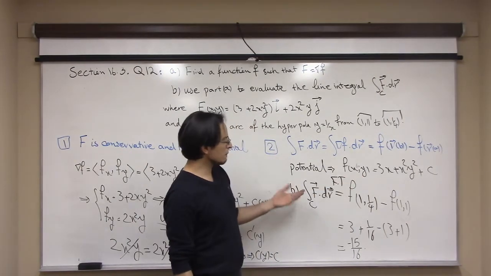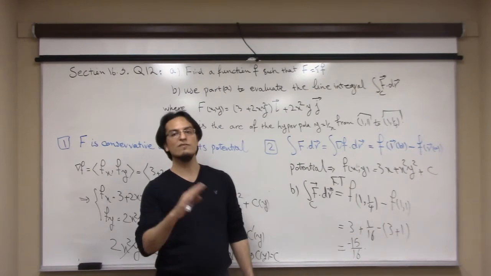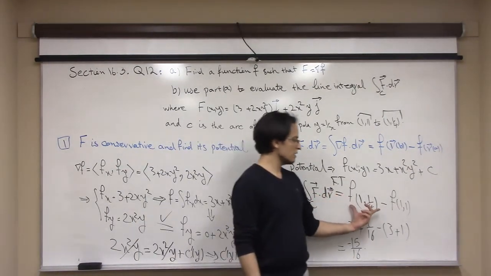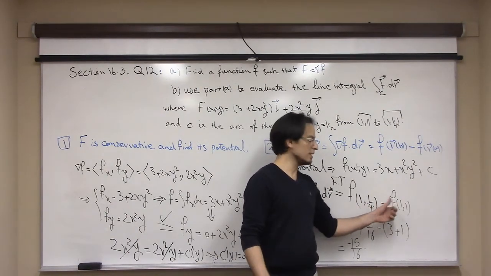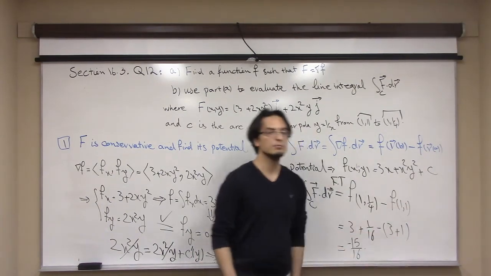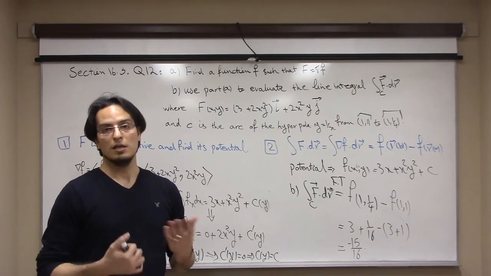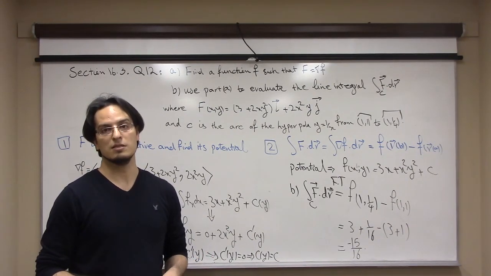And then when you find the potential, the line integral of a conservative vector field is easy. What you do is just plug the endpoint into your potential minus the initial point into the potential. Subtract, and you get the value. And that's how you find the integral of a vector field if you know that the vector field is conservative.